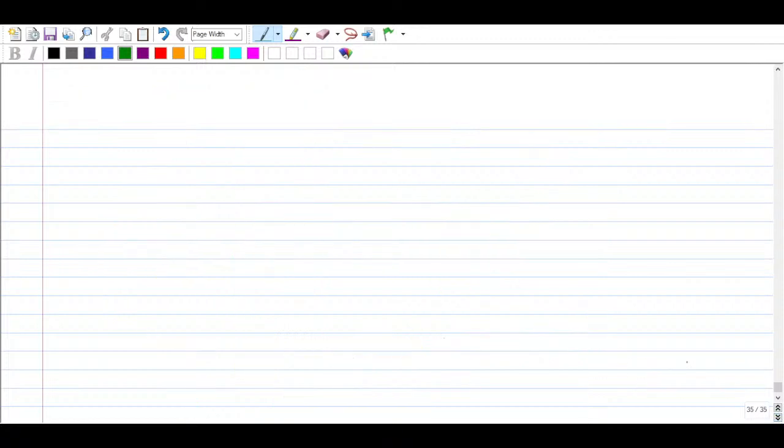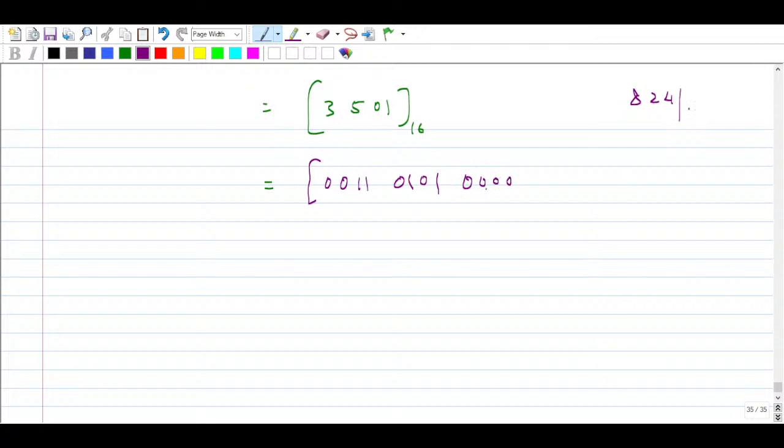Now you have got 3501 in hexadecimal. What you can do is write the corresponding bits. You have to write 4 bits for each digit, because in hexadecimal there are 4 bits for each digit. You can say that 3 is 0011. 5 is 0101. You can use the 8421 concept. And 0 means 0000, and 1 is 0001 in binary.